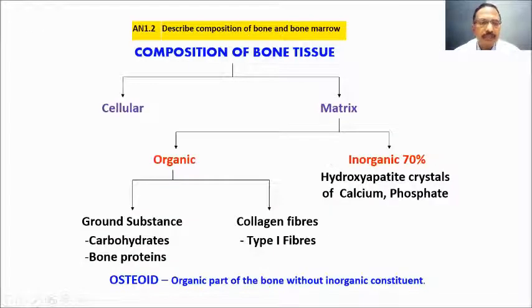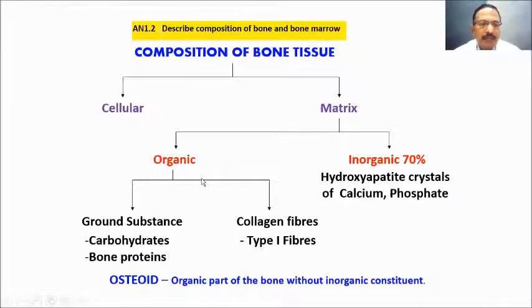What is the composition of the bone tissue? Like any other connective tissue, it has cells and matrix. The matrix is secreted by the cells only. Here the matrix has both organic and inorganic components, and the inorganic components are more in bone tissue, made up of hydroxyapatite crystals of calcium and phosphate.